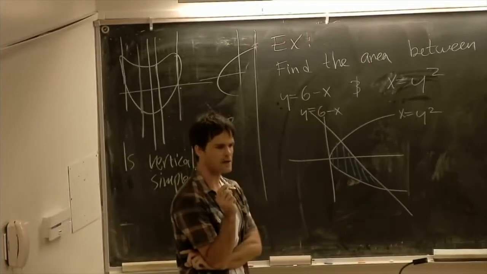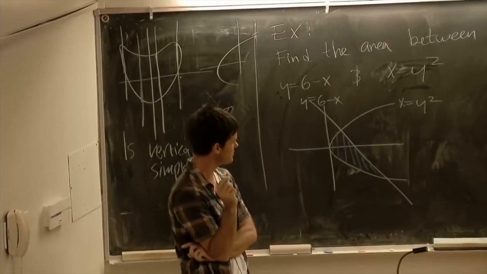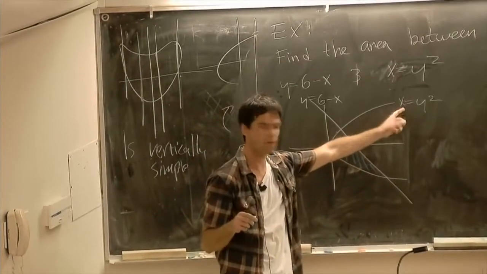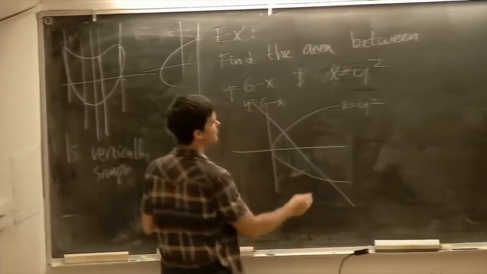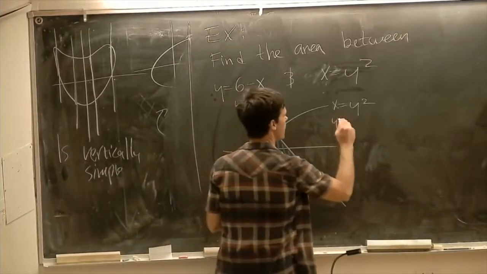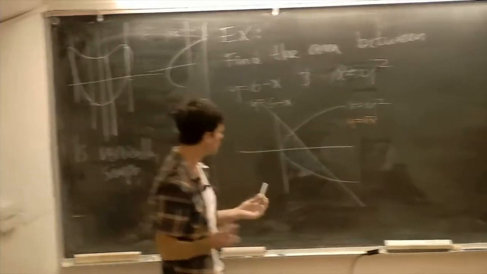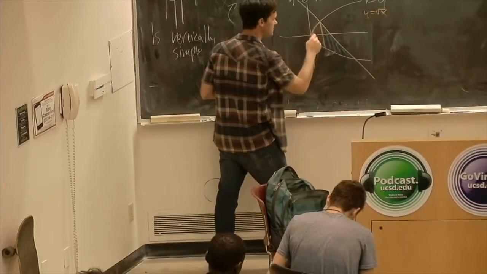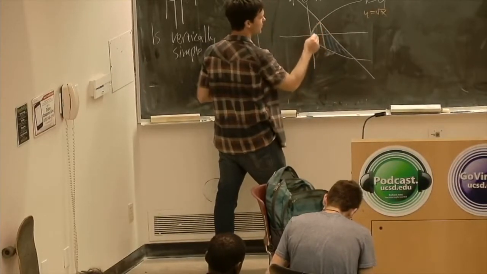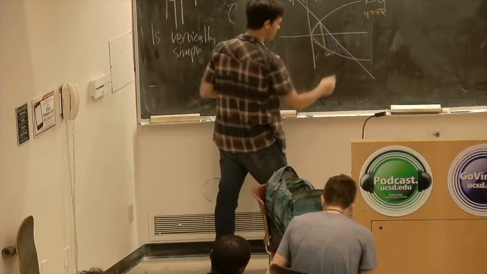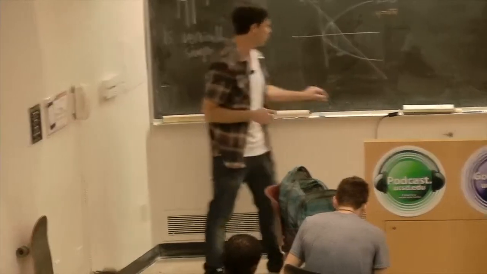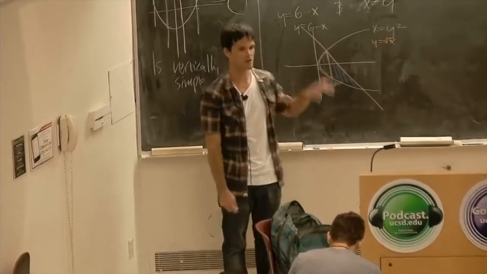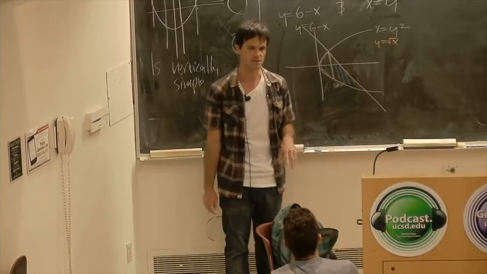How did you know that y is the better choice? Well, if we did it in terms of x, we would need that y is the square root of x, and square roots are annoying. We'd also still have to split this into two regions, because there's one function on top here and a different function on top here. So once again, this is a problem where you'll save a lot of time and hassle if you realize that the smarter way to do it is dy instead.